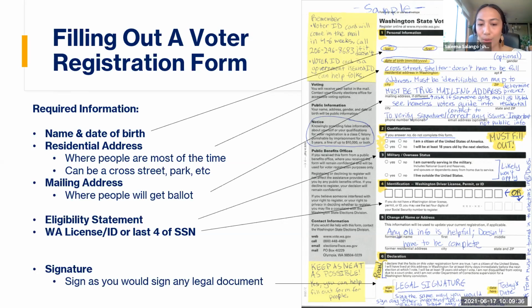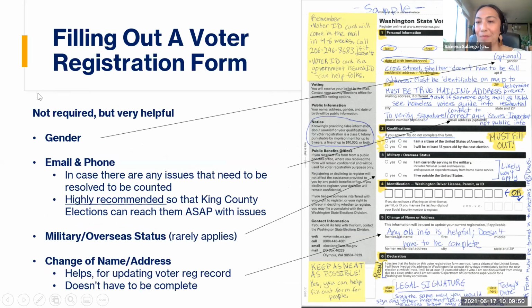And then of course a signature. I know many of you know how to fill out a form, but it is required. And if it's not filled out in completion, there will be issues. So just make sure that they have signed it. And then there's some not required information, but it's really helpful: gender, email, and phone. In case there are any issues that need to be resolved, it's really good to have that if they have it. And then, if they had any old info, putting that there is sometimes really helpful as well.